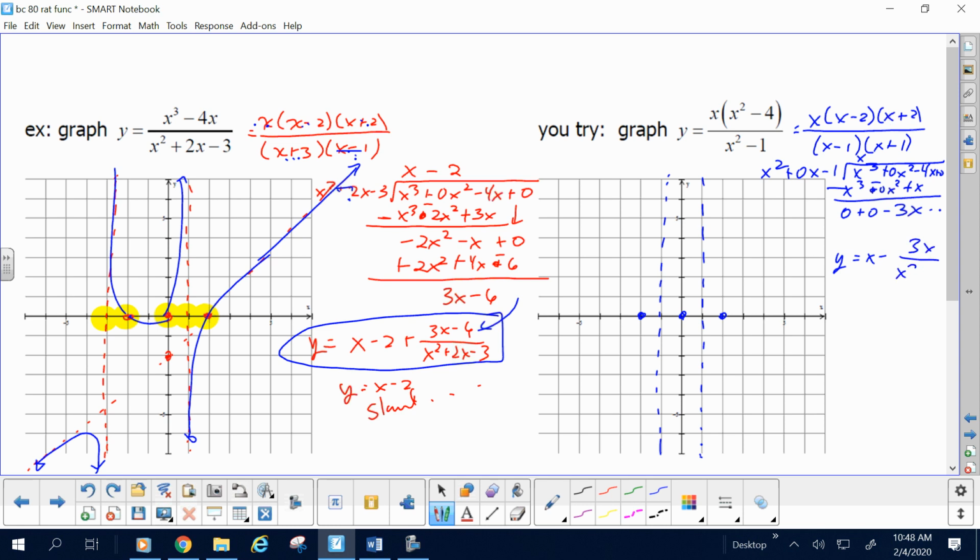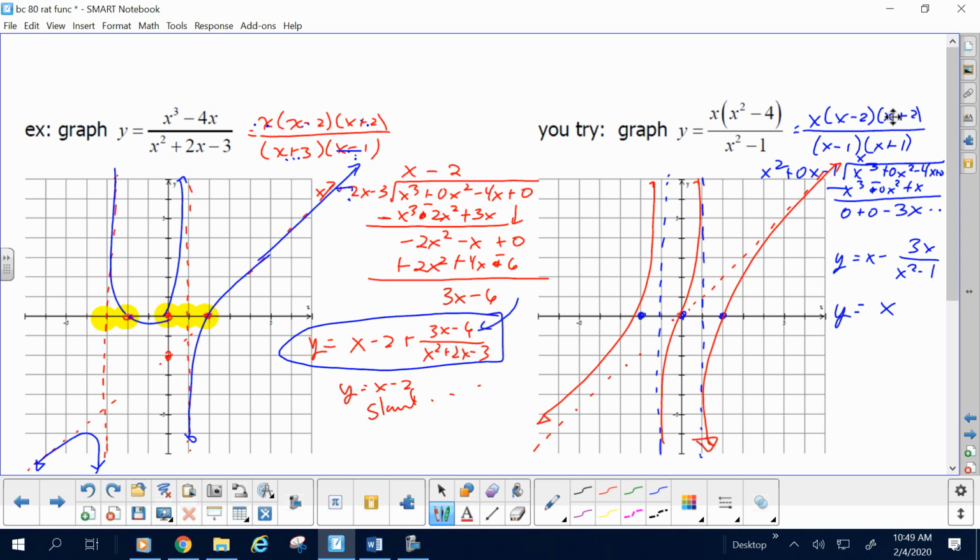All right. What did you get for a slant asymptote? Y equals X. All right, good. And then graphically, I would say something like that. Is that what you have? Excellent. Yes. How do you know if you synthetically divide it or not?